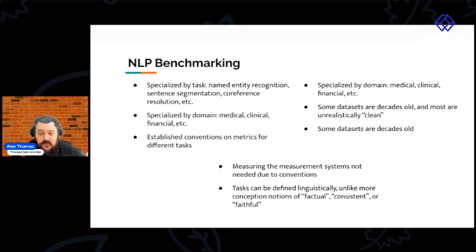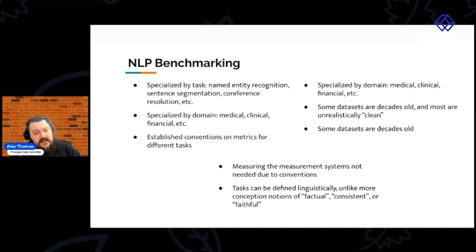So when we measure the measurement systems with the new LLM ones, we didn't need to do that with the older NLP processes because there were these conventions. The ways we had to measure it were known, trusted, established academically. And the tasks that we were doing were much more clearly defined.